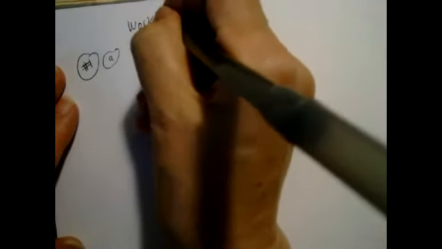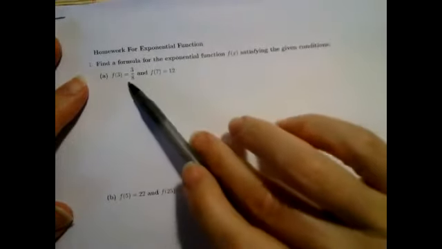So number 1, the question is to find a formula for an exponential function that satisfies the given condition. So it means we have a function, we don't know the growth rate or anything, but we have 2 data points as we did last time, and the question is to find a formula that fits this data. So that's A from the worksheet, which is this one that you have on Bright Space.